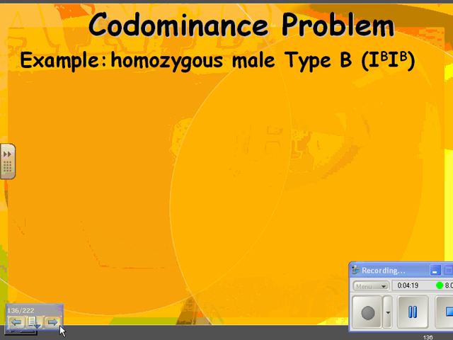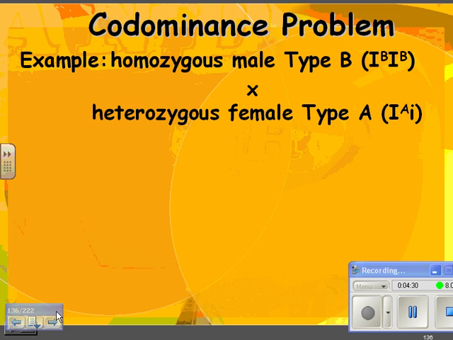So here's a problem. There's a homozygous male, and he's type B. So they're homozygous, so that means it's big B, big B. And he has a baby with a heterozygous female, and she's type A. So that's heterozygous, so that means these two are different. So she has the big A and then that plain recessive one. So what's going to happen?